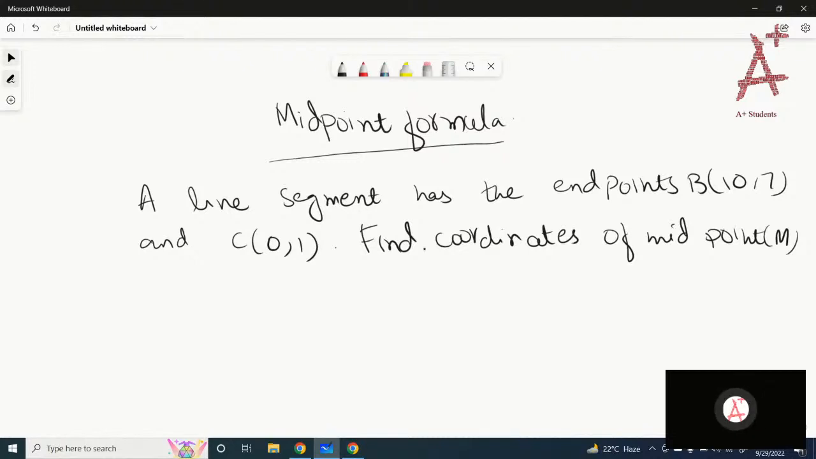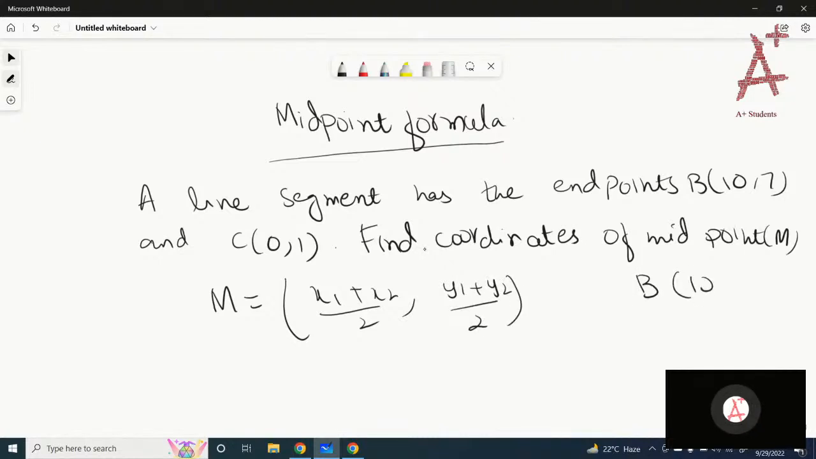The midpoint formula, you can note down; make sure you have your notebook and pencil so that you can note down the important points. You have to find (x1 plus x2) divided by 2 and (y1 plus y2) divided by 2. The coordinates given are B (10, 7). The first value is always the x value, so this is x1 and y1, and then C is (0, 1), so this is x2 and y2. Just substitute the values.